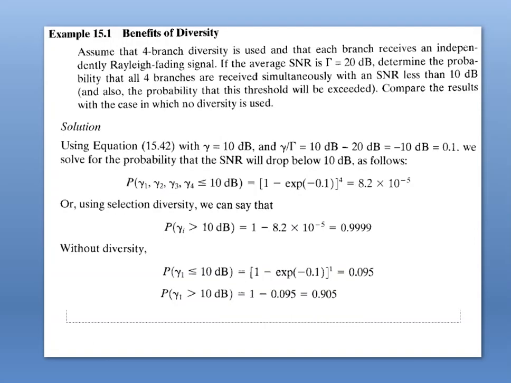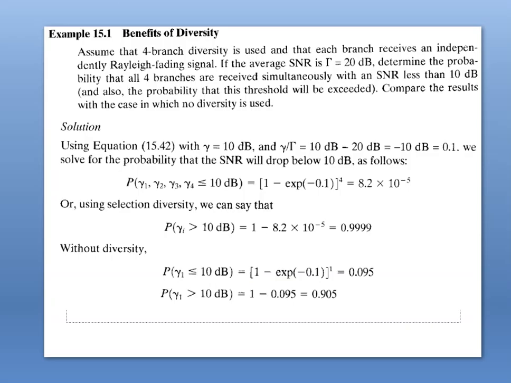Let us consider an example. A 4-branch diversity is used, and each branch receives an independent Rayleigh fading channel. If the receiver average SNR tau is equal to 20 dB, determine the probability that all 4 branches are received simultaneously with SNR less than 10 dB. Compare the results with the case where no diversity scheme is used.